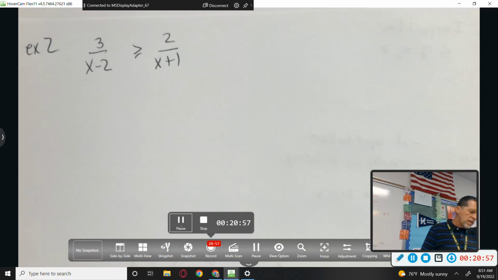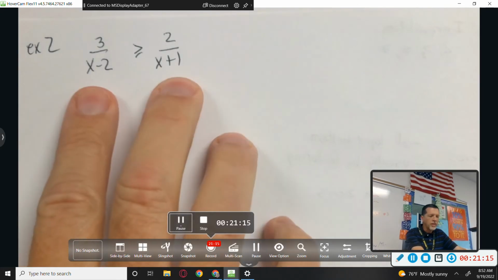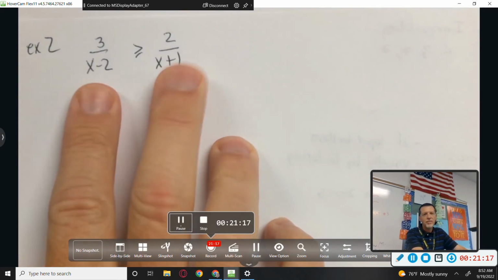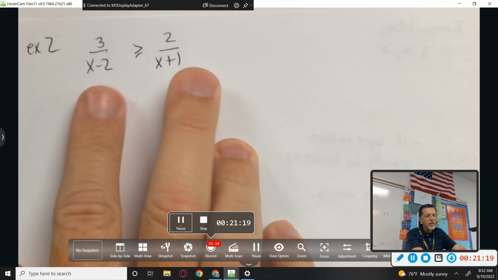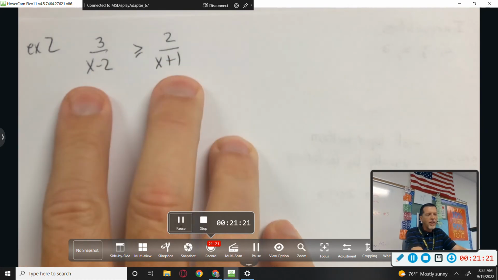All right, 3 over x minus 2 greater than or equal to 2 over x plus 1. Find the zeros, put them on the number line, test the intervals. Well, two of the zeros are obvious, like 2 and negative 1. That's fine, and those will be part of our answers. But if I want to find the zeros, what do I have to do first?